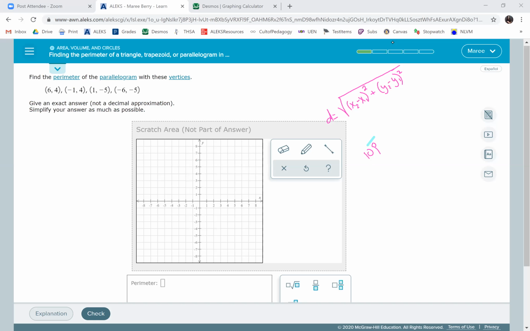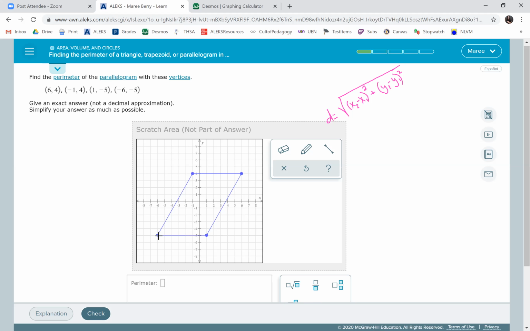It's kind of nice, I guess, to just graph the points they give us. Okay, so 6, 4, -1, 4, 1, -5, and -6, -5. Okay, so we're going to be able to find the lengths of this top and bottom, but then the sides we're going to have to find those lengths. And since it's a parallelogram, I think you only have to do it. Is it a parallelogram? Yeah, I think so.